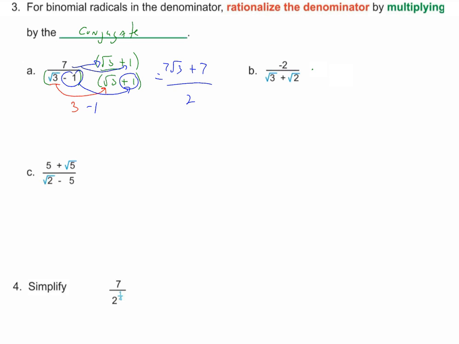We don't have time to finish B, but you know what you'd multiply by, right? Square root of 3 minus square root of 2. C, what would you multiply the bottom by? Just say it on C. Square root of 2 plus 5.